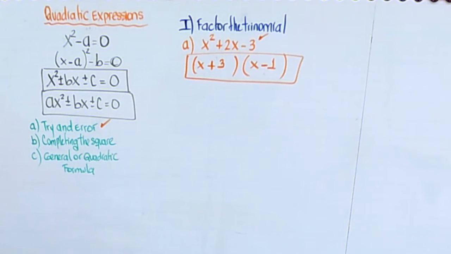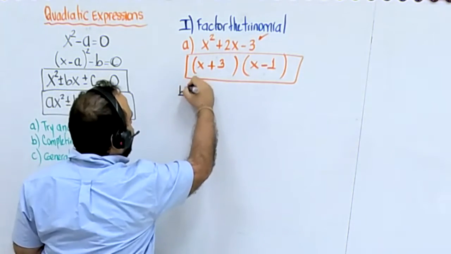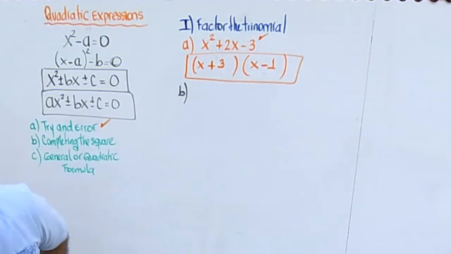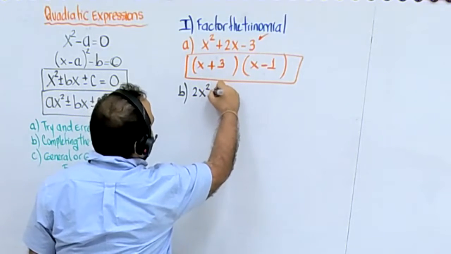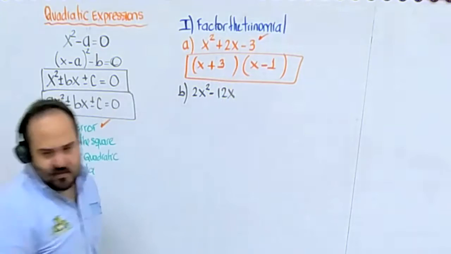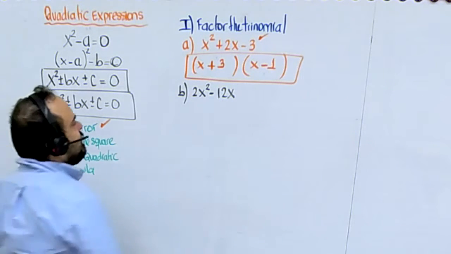Okay, I have another example. Let me look for one. It's too easy, I don't like it. Well, let's try this one. Okay, let's try the next example, the letter B. We have another example: 2x squared minus 12x plus 10.